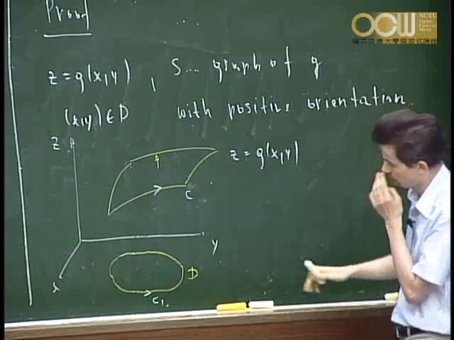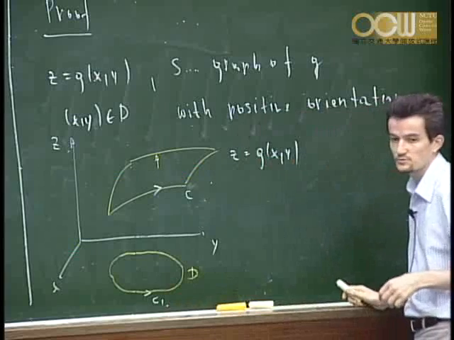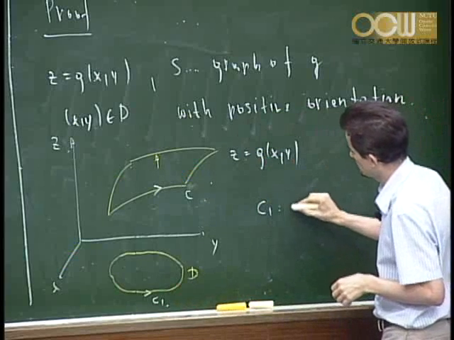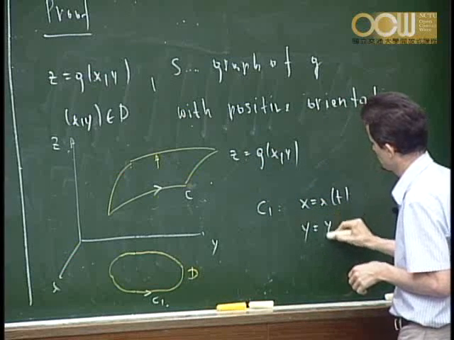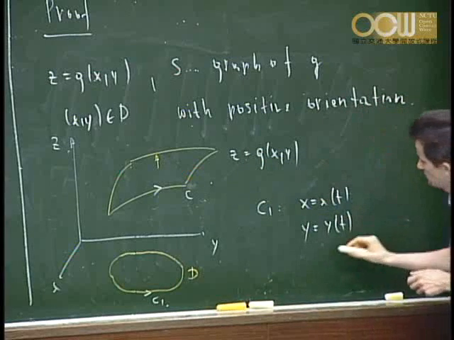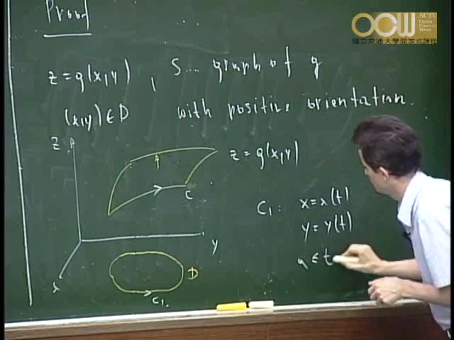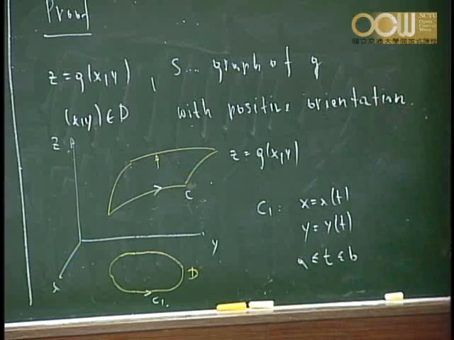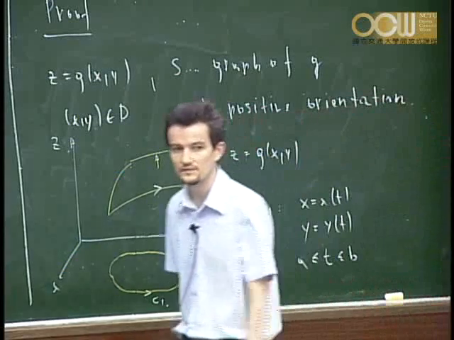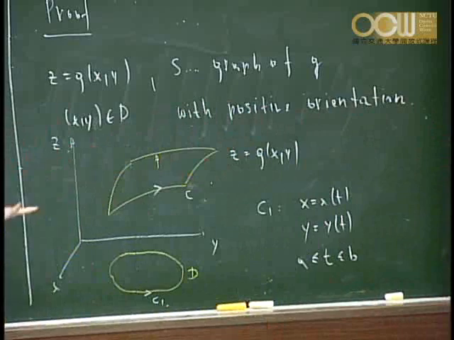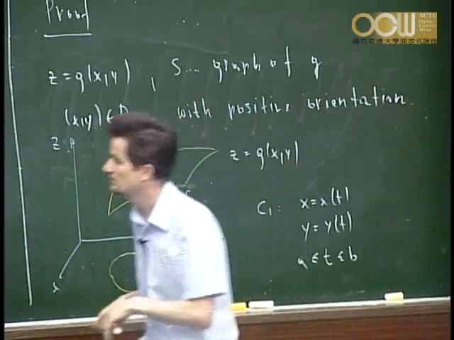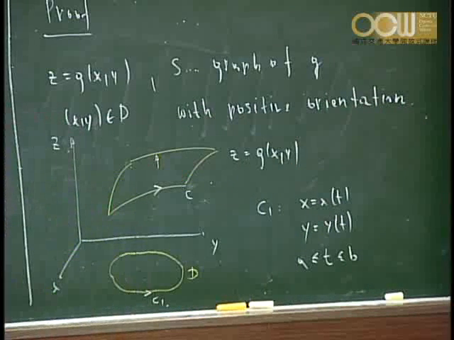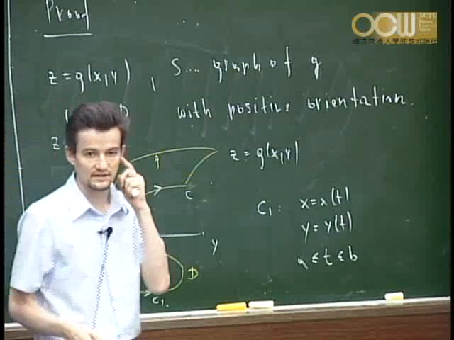And I assume that the parametric description of C1 is given by, let's say, x equal to x(t) and y equal to y(t), where t is between some a and some b. So this is a parametrization of C1. Now, if I look at this special situation, the proof is not so complicated. It's just computation. I just compute this here and I compute this here, and I show that they are the same.